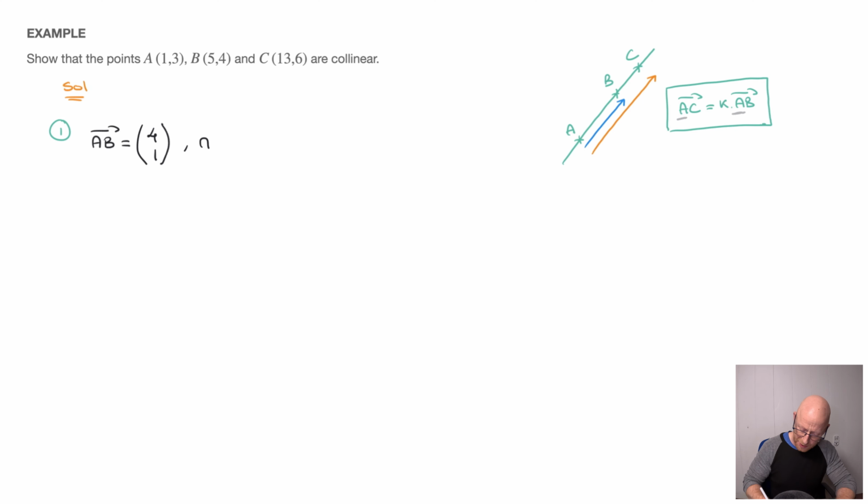Next, I'll do the same for my displacement vector AC, and its x component will be the x-coordinate of C minus the x-coordinate of A, so that's 13 minus 1, which is 12.